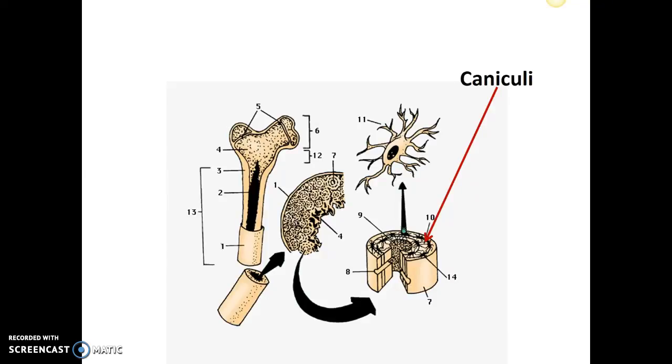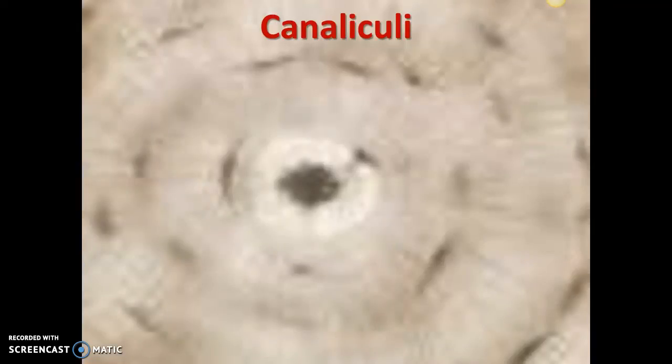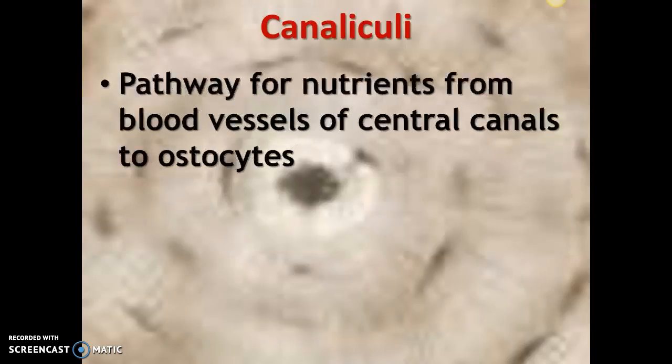Again, there's the canaliculi labeled. I'll do a better arrow this time so you can see it. Canaliculi, if you get your eyes far away from the screen, you can see better cracks there. They're the pathway for nutrients to go from the blood vessels to the central canals and to the osteocytes. Again, they carry nutrients to the cells and waste products from the cells.